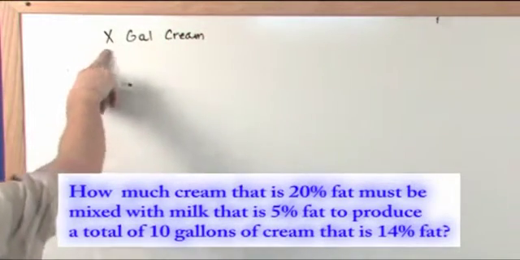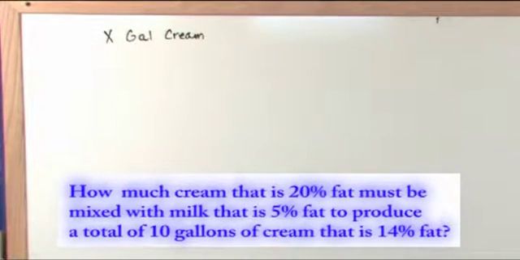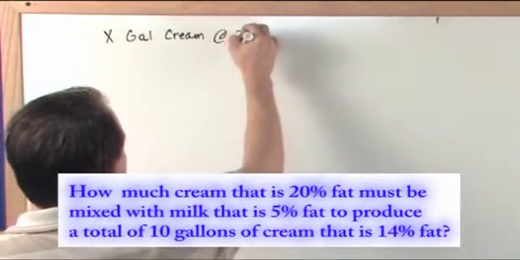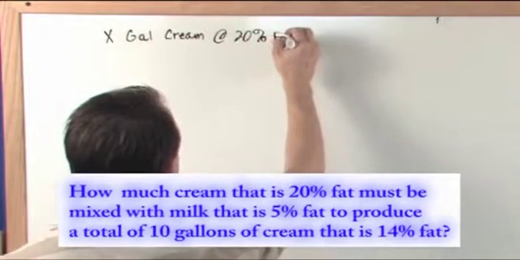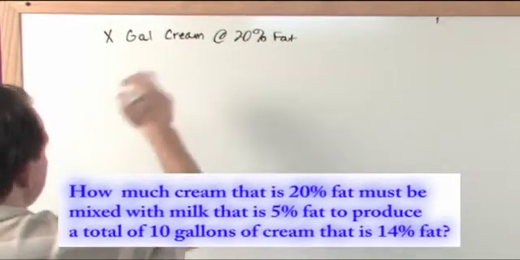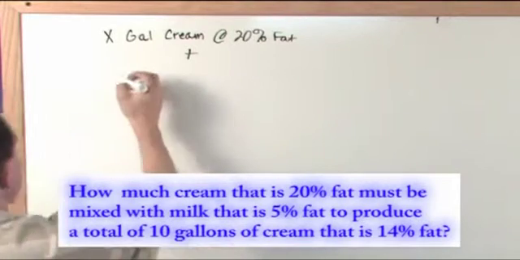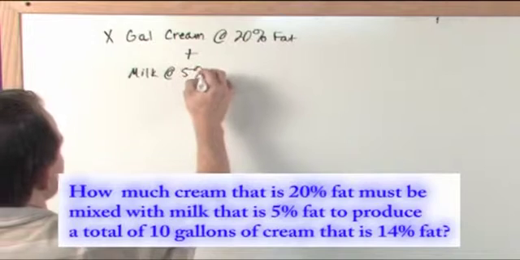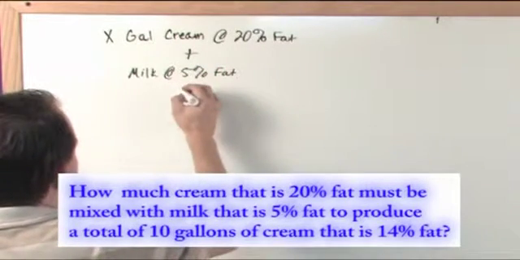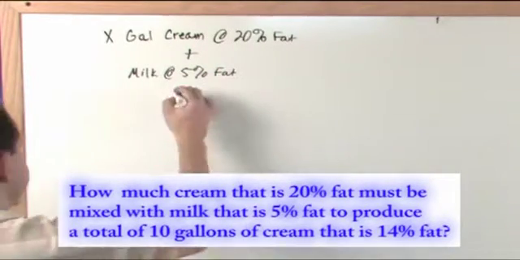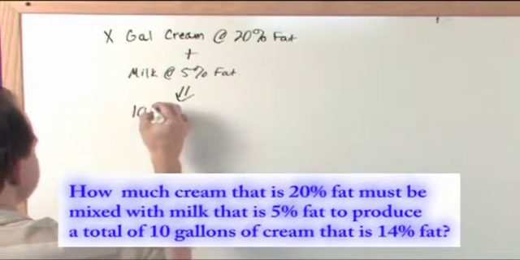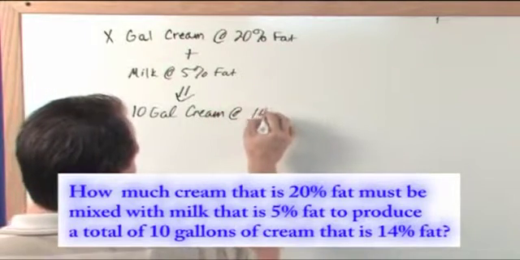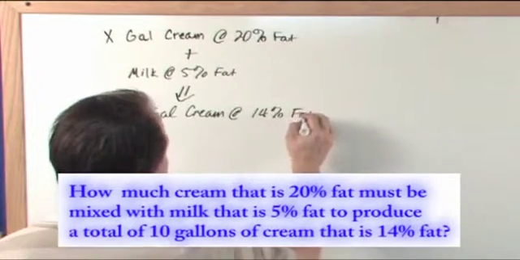So what we're doing is we're using the variable X to talk about the number of gallons of cream that we're using at 20% fat. I'm not doing any math here, I'm just writing down. And you add to it milk at 5% fat, and this equals 10 gallons of cream at 14% fat. This is just what we're doing.